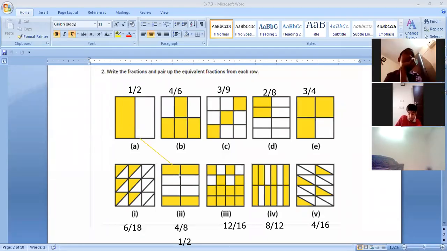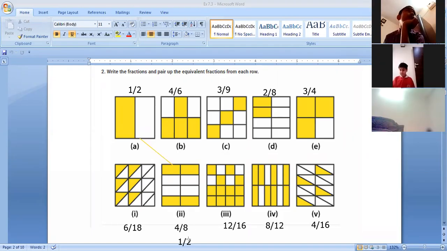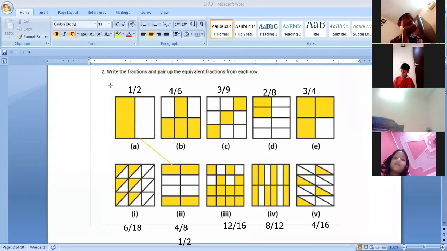A part is matching with the second part, because 4 by 8, when you cut it with the same table, 4 ones are 4, 4 twos are 8. So you're getting 1 by 2 here also. C part, 3 by 9, with the first one. 6 ones are 6, 6 threes are 18, and 3 ones are 3, 3 threes are 9. 1 by 3, 1 by 3.